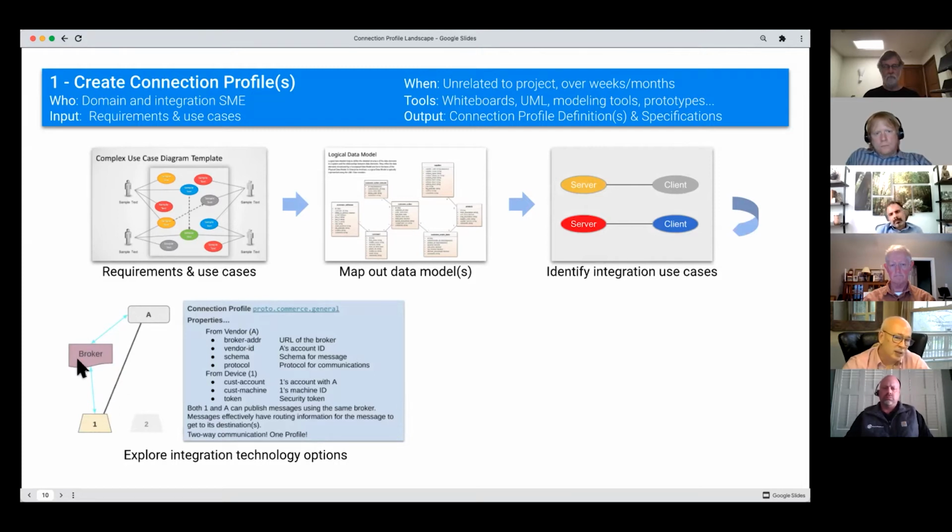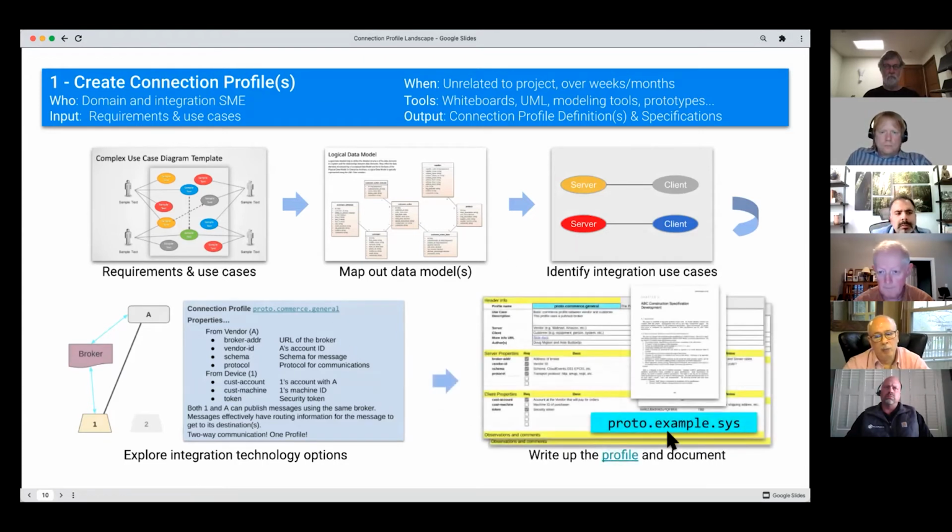In this particular case there is a broker involved, but there may not be a broker, depending on the situation. You may end up with multiple connection profiles because there may be multiple ways of doing this, red to blue, depending on different circumstances. But you do this and then you create the connection profile out of it. The connection profile says the server needs to provide this kind of information, the client needs to provide this kind of information, and this is the name of the given connection profile.